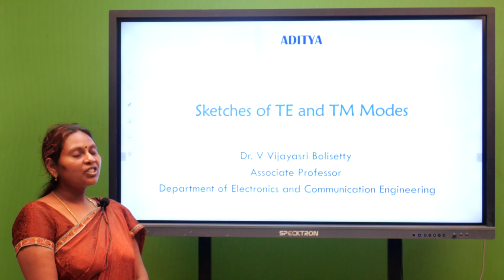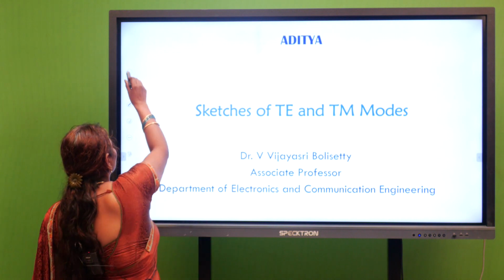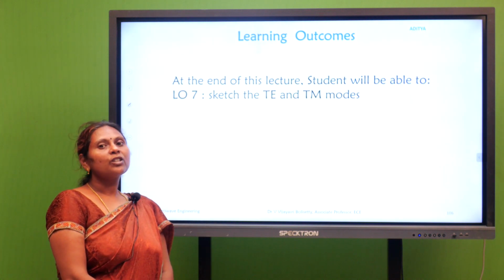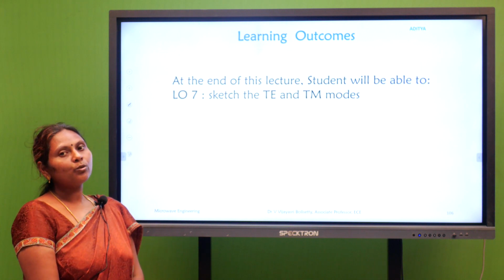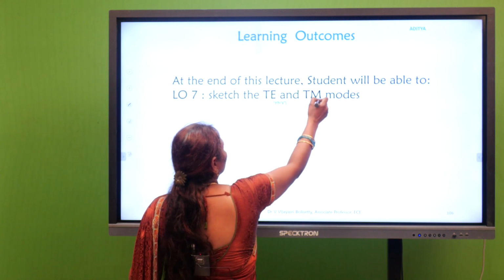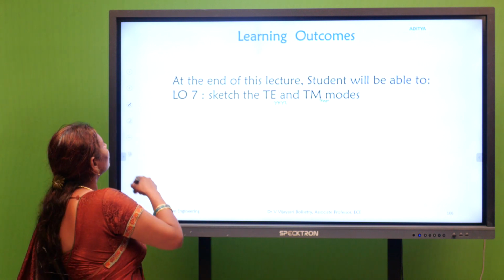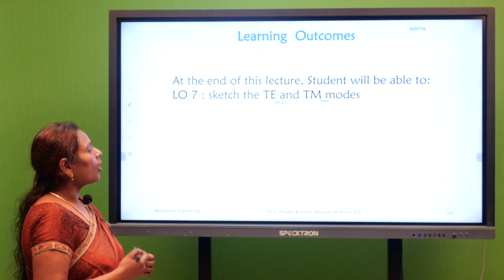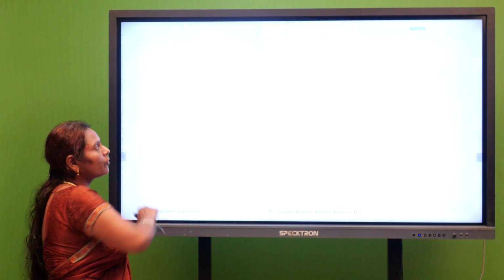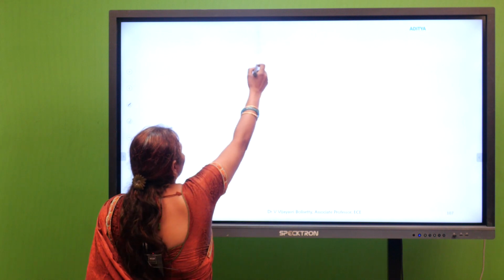So, how we are going to sketch the TE modes and TM modes in their cross sectional fields. At the end of this lecture, the student will be able to sketch the TE modes and TM modes for different values of M and N, because generally the TE or TM is represented as TE_mn and TM_mn. So, for the different values of M and N, how we are going to draw the fields. First, let us see for TE modes how we are going to draw the cross sectional fields.